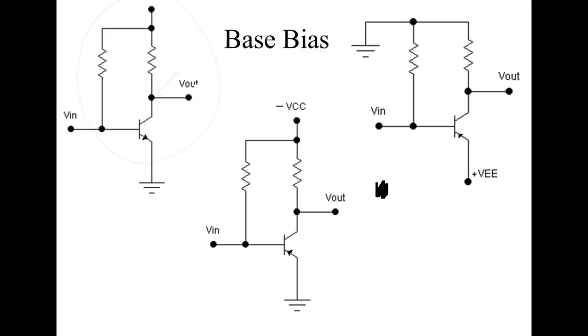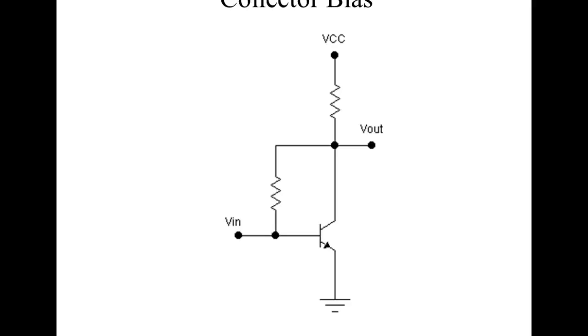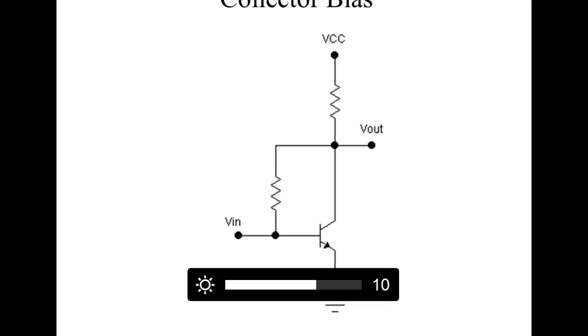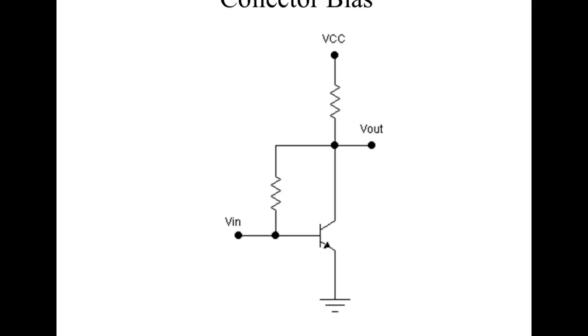Trying to operate it as an amplifier is going to give us problems. So they started messing around. They came up with something called collector bias. Now, collector bias, can you see what's happening here?